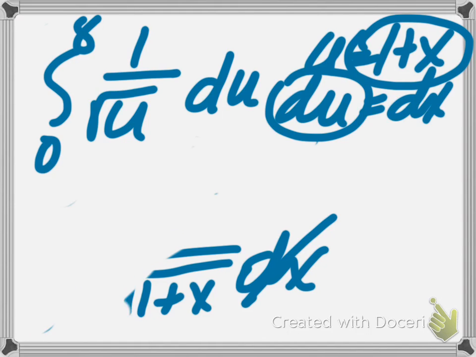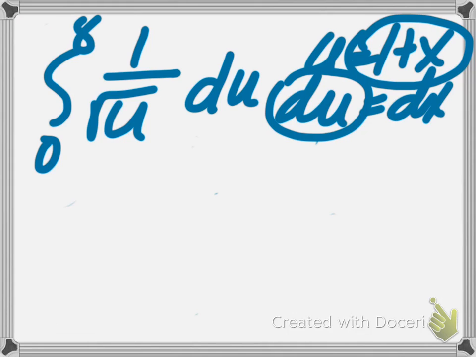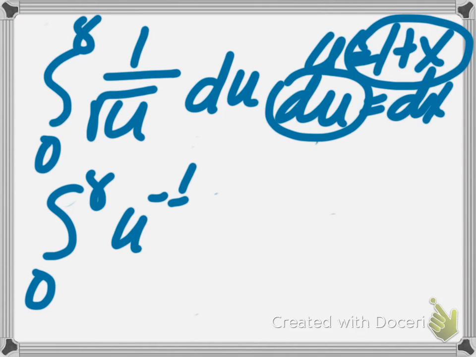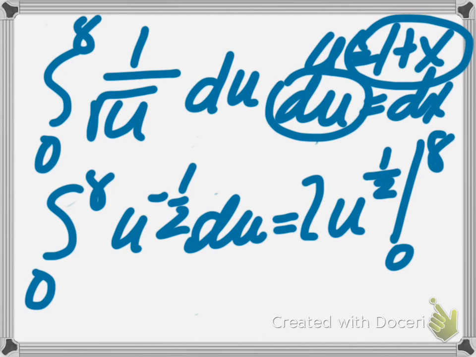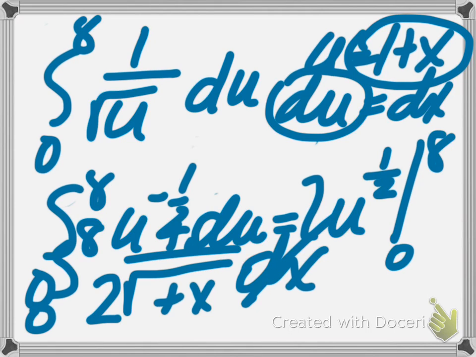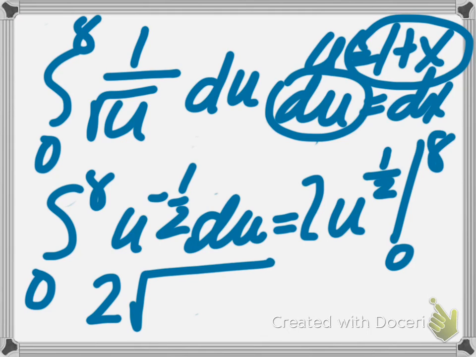Okay, so let me erase this. And now we can rewrite that as u to the negative 1/2 du. So this is going to be u to the negative 1/2 plus 2/2 is a positive 1/2, divided by 1/2, which is the same thing as multiplying by 2, as it goes from 0 to 8. But u is really 1 plus x. So we have 2, and then u to the 1/2 means a radical. And u is really 1 plus x as it goes from 0 to 8.